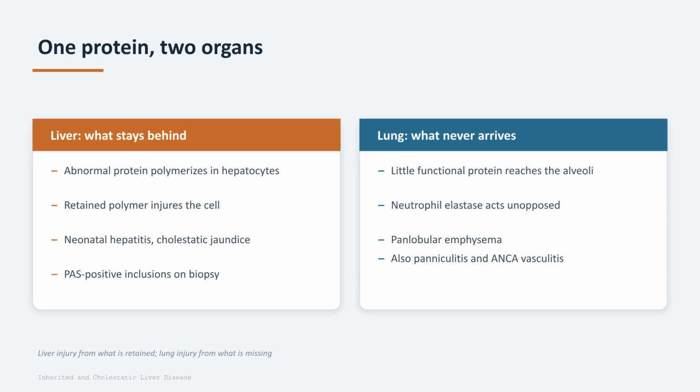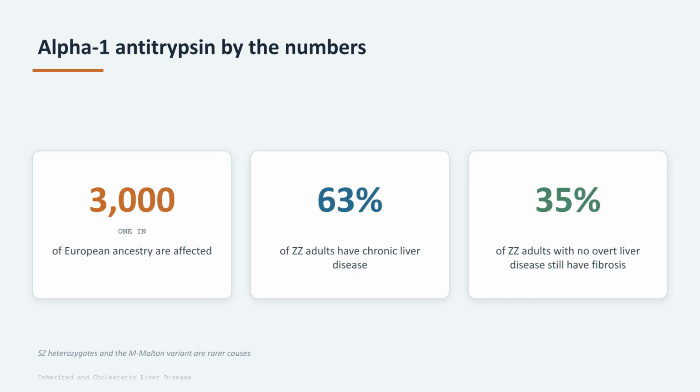Now the right side. Because the protein never leaves the liver, very little reaches the lung. Neutrophil elastase goes unopposed and digests alveolar walls, producing panlobular emphysema. Now the numbers. Alpha-1 antitrypsin deficiency affects about 1 in 3,000 people of European ancestry, which makes it far more common than most of us assume.